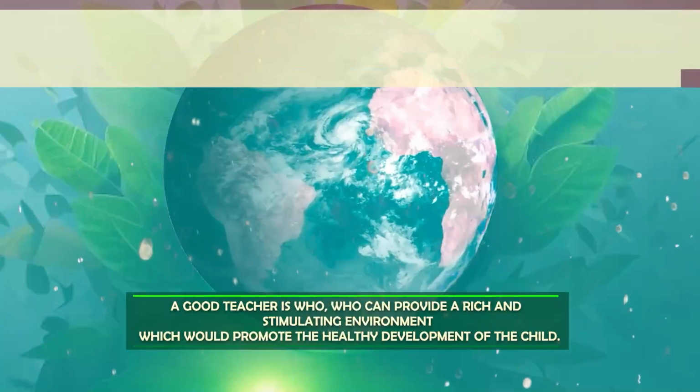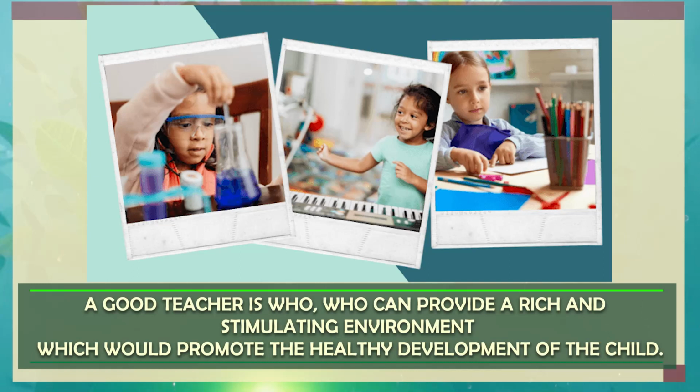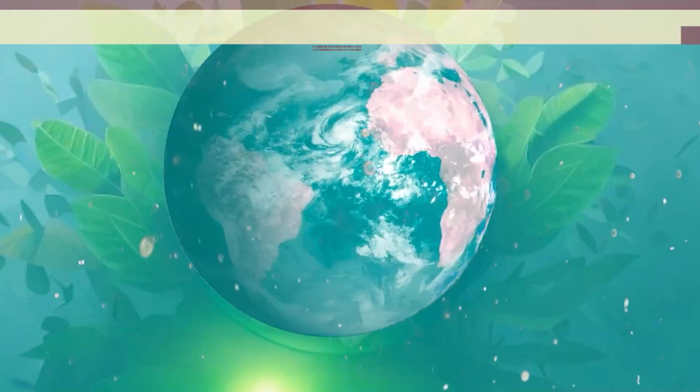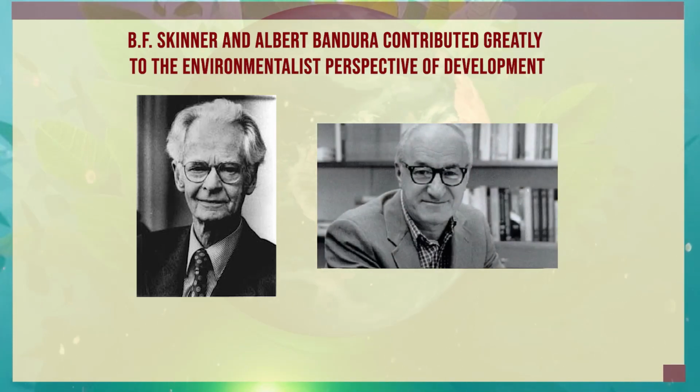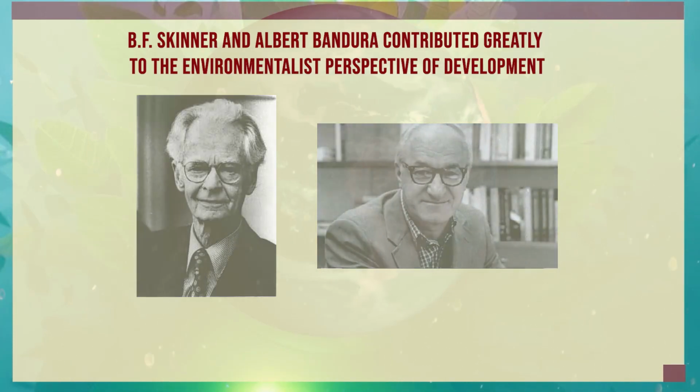As we don't have any control over the child's heredity, a good teacher is one who can control the environment of the child by providing a stimulating environment for the better development of the child. And this is the basic proposition of the environmentalist theory of education. B.F. Skinner and Albert Bandura contributed greatly to the environmentalist perspective of development.